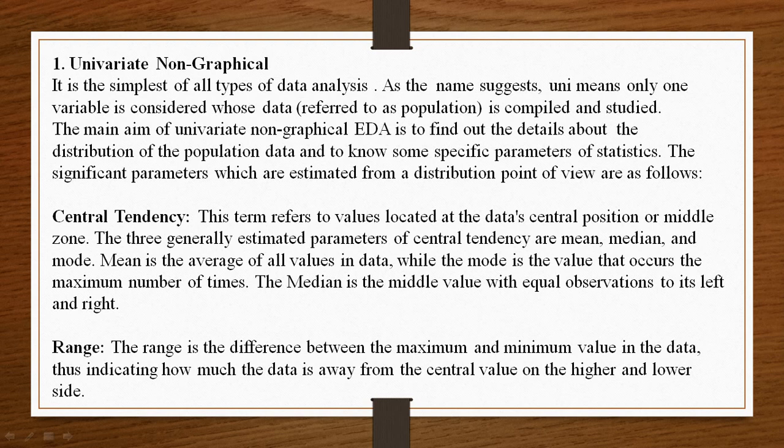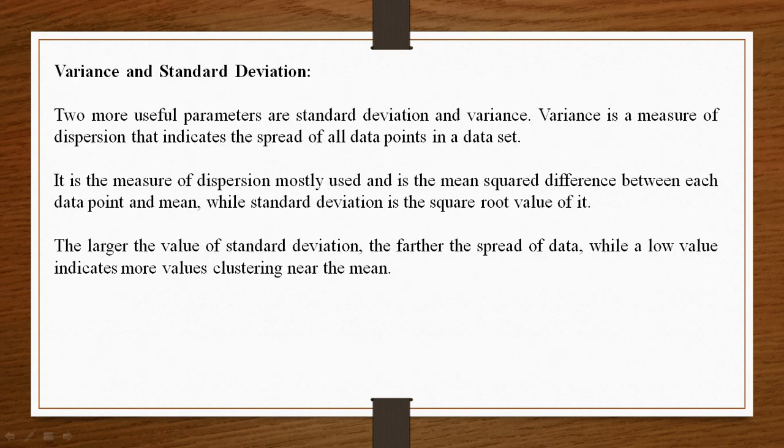Range is the difference between the maximum and minimum value in the data, which will indicate how far the data is away from the central value on the higher and the lower side. Okay, for example, your profit: a certain margin has been set by the companies, and after a month when you observe that your profit is very high, that is where we check how far above or how far below my point is. So that will describe how much profit I have earned in positive or negative terms.